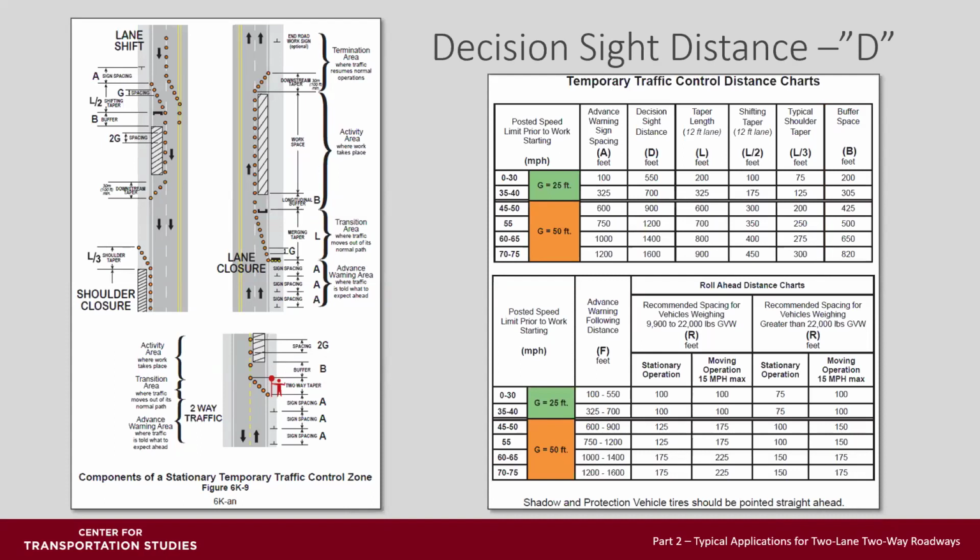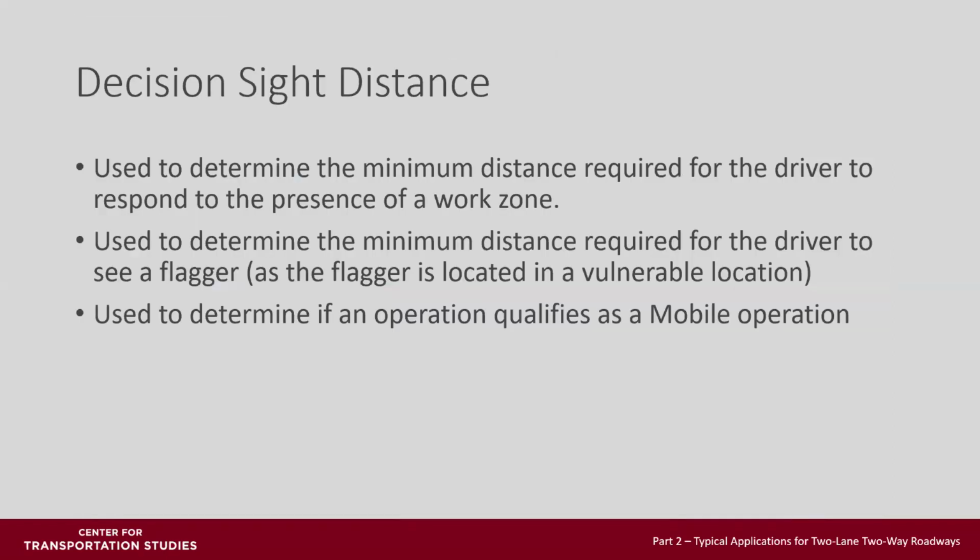As you look through the layouts in the manual, you see various letter designations such as A, G, L, and you won't see the letter D on any of the layouts for decision sight distance. That's because the distance varies at every location. Let's talk a little bit about decision sight distance.